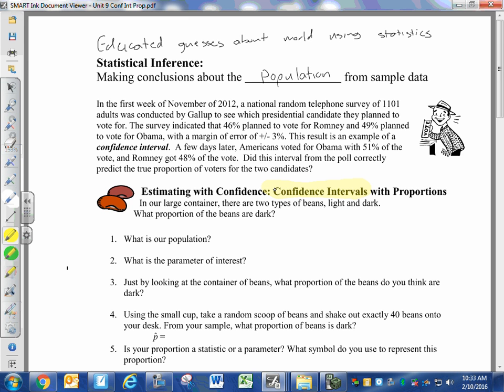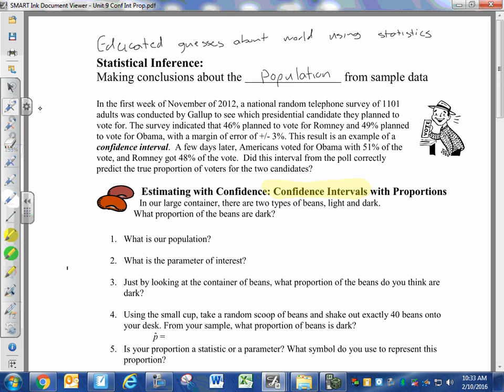What is a confidence interval? Well, let's read this little paragraph here. It says, in the first week of November 2012, a national random telephone survey of 1,101 adults was conducted by Gallup to see which presidential candidate they planned to vote for. The survey indicated 46% planned to vote for Romney and 49% planned to vote for Obama. Each had a margin of error of 3%. This result is an example of a confidence interval.